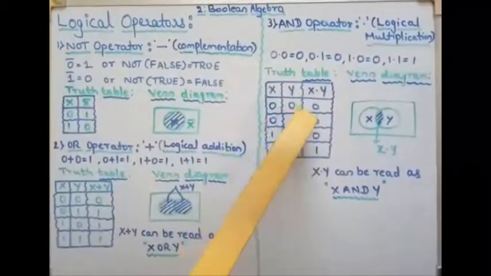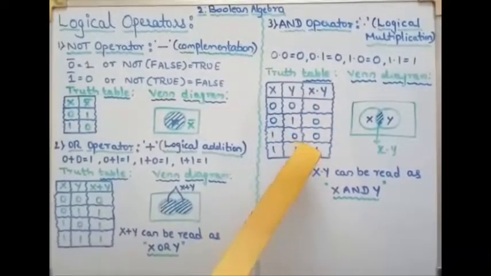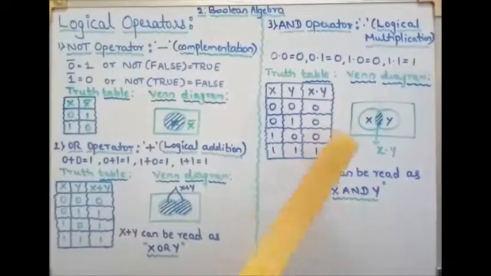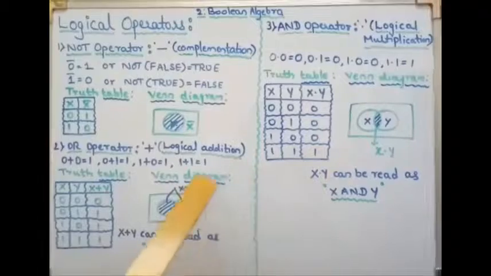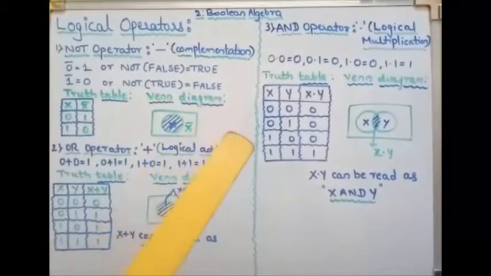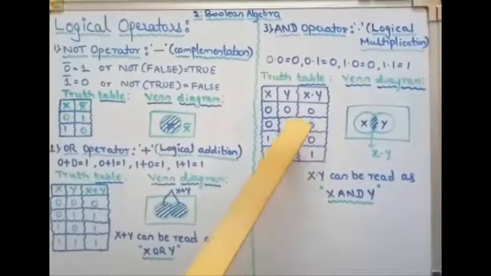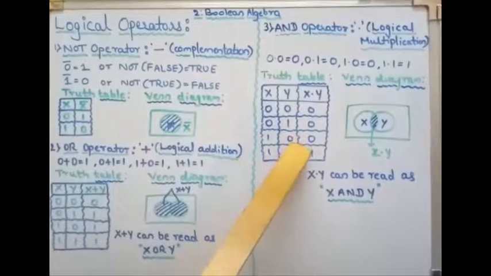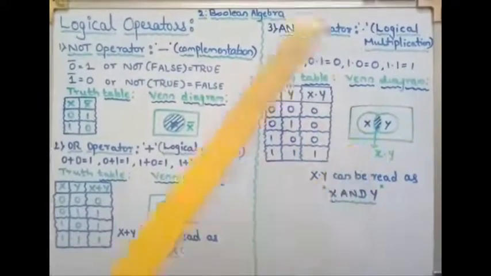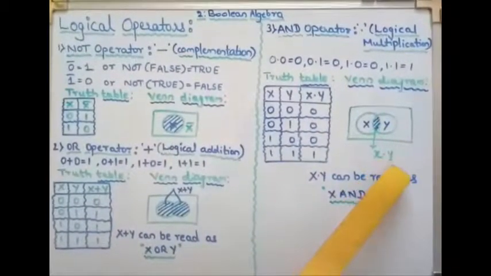When both the input signals are 0, then the output signal is 0. If any one of the input signals is 0, then also the output is 0. When both the input signals are 1, then only the output signal is 1. Note that only when both x and y are ones, x dot y has the result 1. If any one of the x and y is 0, x dot y result is 0. This is the Venn diagram for the AND operator. The shaded area depicts x dot y.